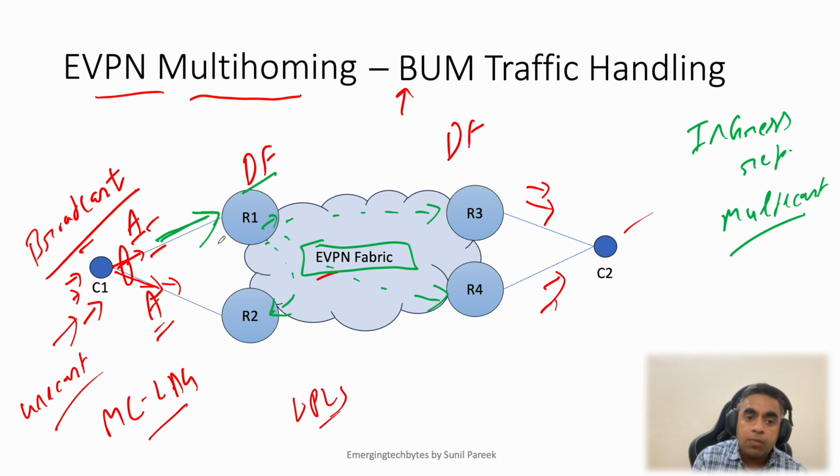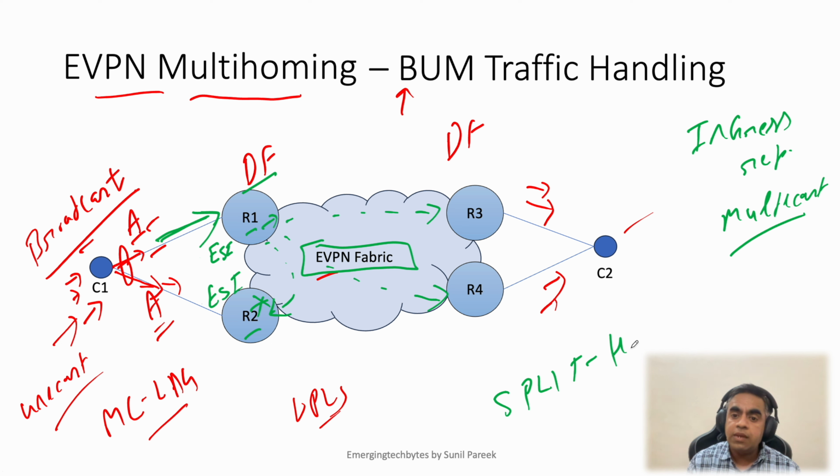R1 and R2 are part of the same ESI. ESI is a concept we have talked about at length in multihoming, but basically ESI will tell R2 that R1 is connected to the same end host. So it will discard this packet right here and will not send it towards C1. This is a split horizon rule in EVPN. So basically we are not sending back what we have received from the same host.